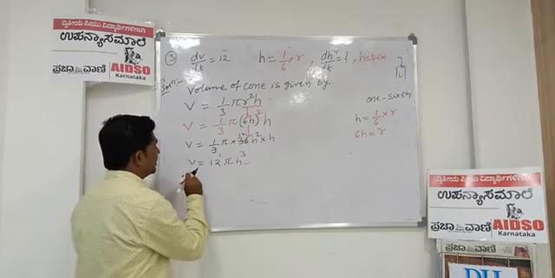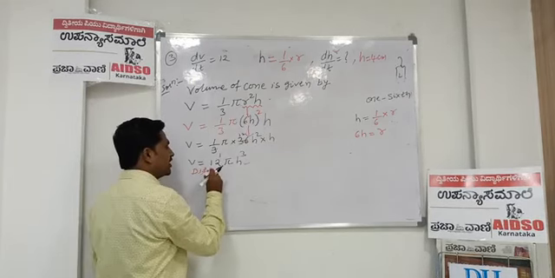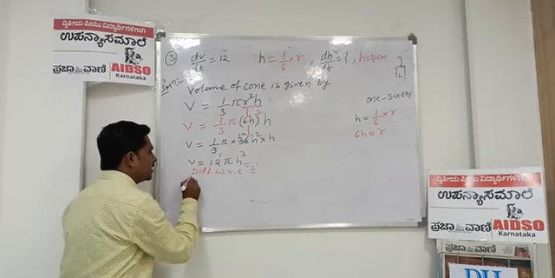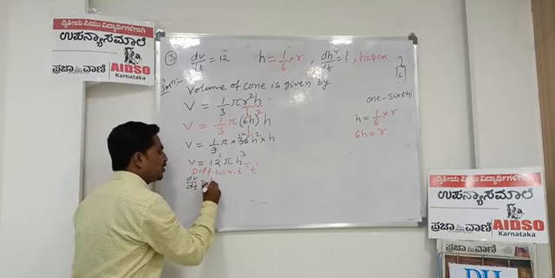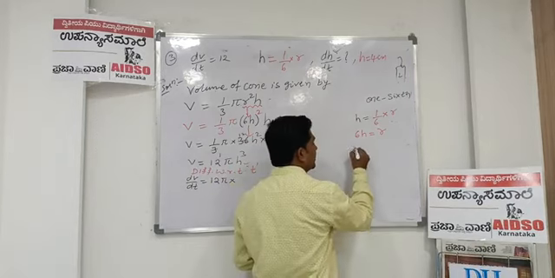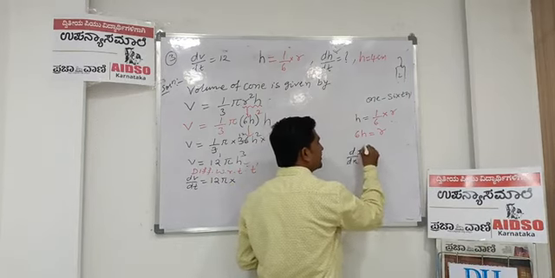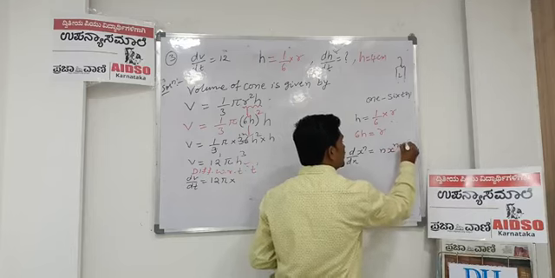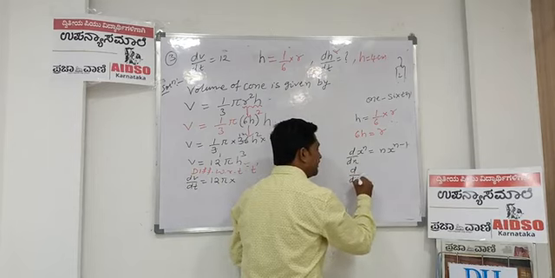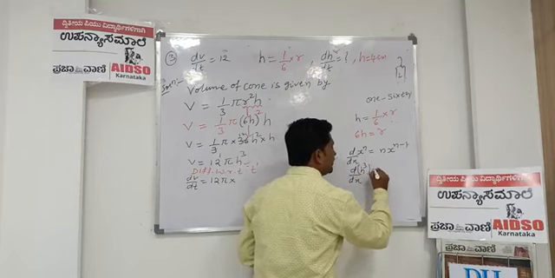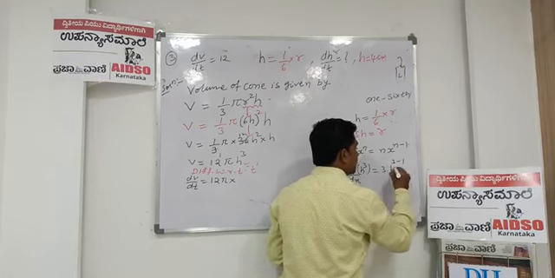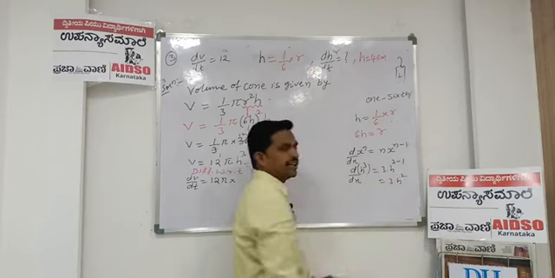So here we can differentiate with respect to t. Then it becomes dV by dt equals 12 pi into the derivative of h cube. Again it is based on the derivative of x raised to n, and the derivative of x raised to n becomes n x raised to n minus 1. Based on the same factor, the derivative of h cube is 3 into h to the power 3 minus 1, which equals 3 h square.